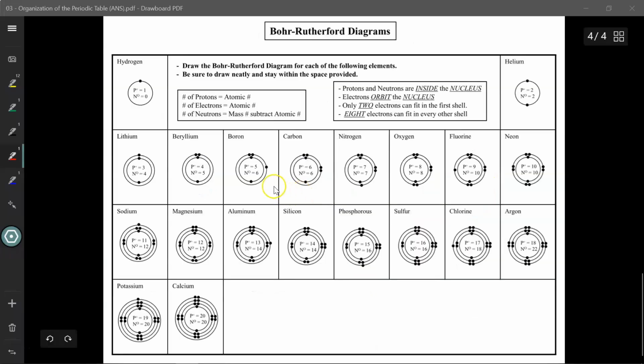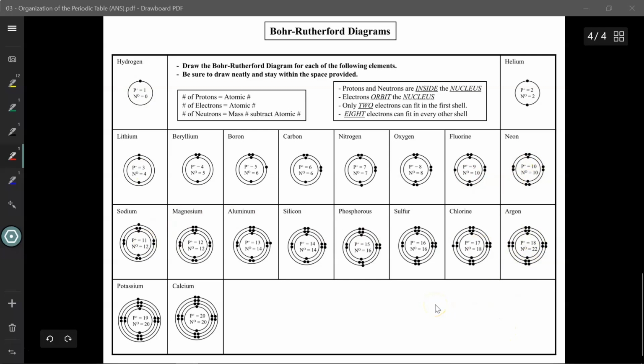Now, in all likelihood, in grades 9, 10, and 11, your science teacher probably simplified the truth for you, and they told you the first shell holds only 2 electrons, the second shell can hold a maximum of 8 electrons, the third shell can hold a maximum of 8 electrons, and so on and so forth.